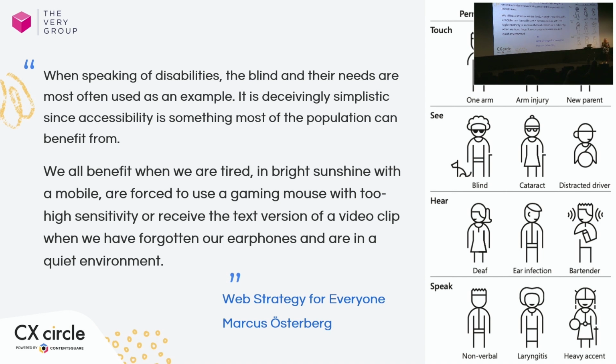And this quote from Marcus Osterberg in his book, Web Strategy for Everyone, sums it up quite nicely. "When speaking of disabilities, the blind and their needs are most often used as an example. It is deceivingly simplistic, since accessibility is something most of the population can benefit from. We all benefit when we are tired, in bright sunshine with a mobile, are forced to use a gaming mouse with too high sensitivity, or receive the text version of a video clip when we have forgotten our earphones or are in a quiet environment."